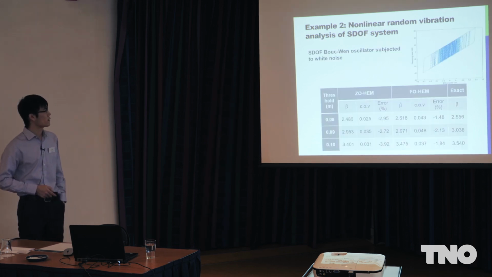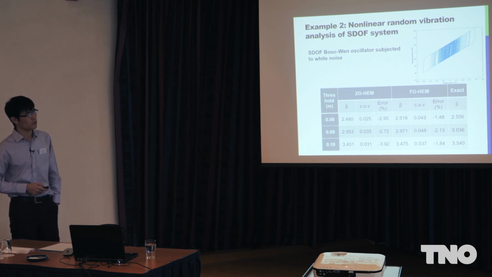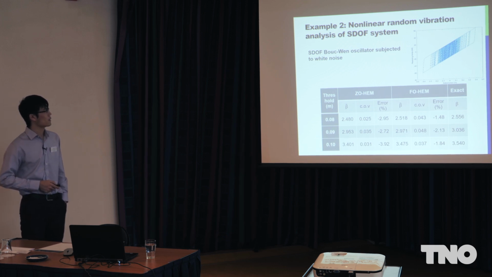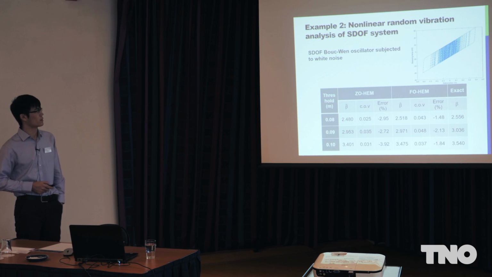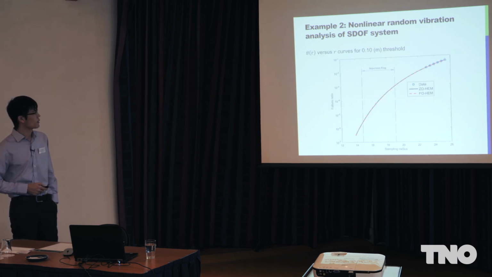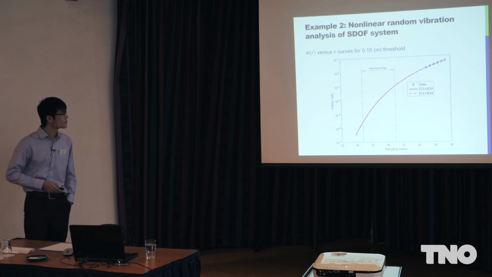We also studied a single degree of freedom system with the Bouc-Wen constitutive model, and we considered the first passage probability. The result is still similar to the previous one. Here we see a similar trend: the data is actually far away from the typical set region, but the method still gives reasonably good results.